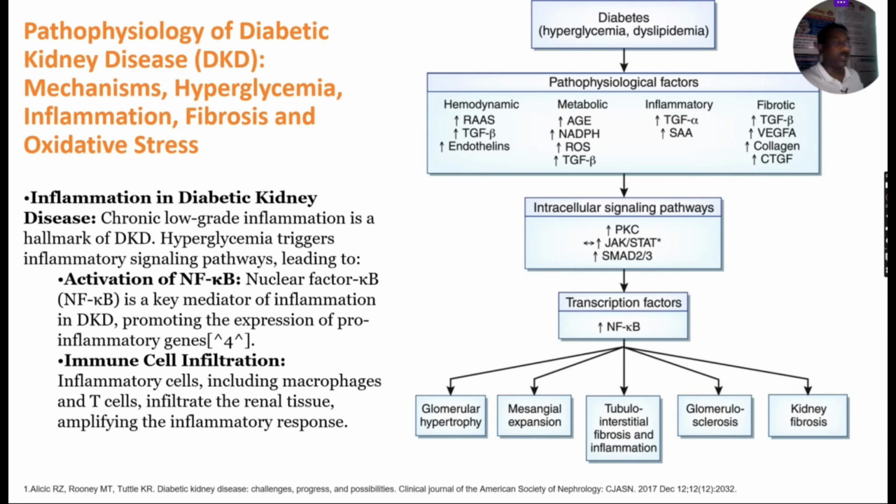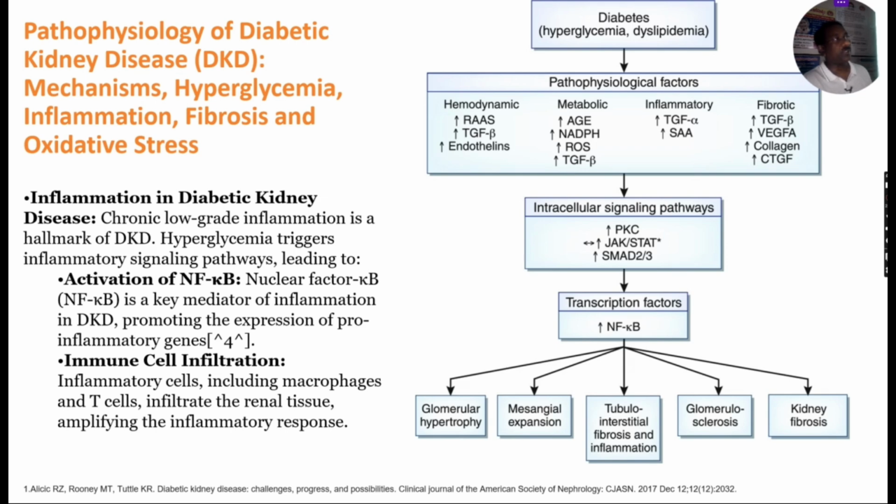They lead to glomerular hypertrophy, mesangial expansion, tubulointerstitial fibrosis and inflammation, glomerulosclerosis, and kidney fibrosis. Chronic low-grade inflammation is a hallmark of CKD or DKD. Hyperglycemia triggers inflammatory signaling pathways. What are they? The activation of NF-kB, the nuclear factor kappa B, is a key mediator of inflammation, promoting the expression of pro-inflammatory genes. And then immune cell infiltration: macrophages and T cells infiltrate the renal tissue, amplifying the inflammatory response.